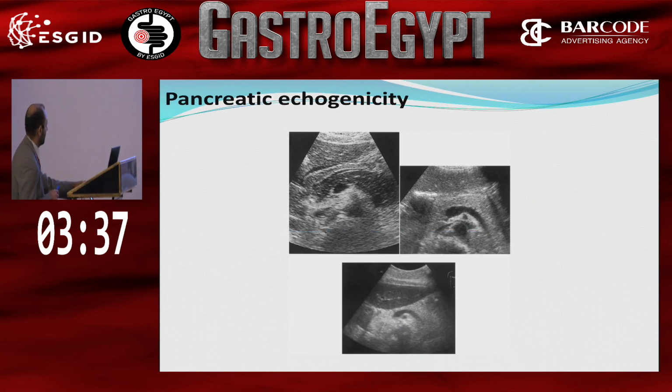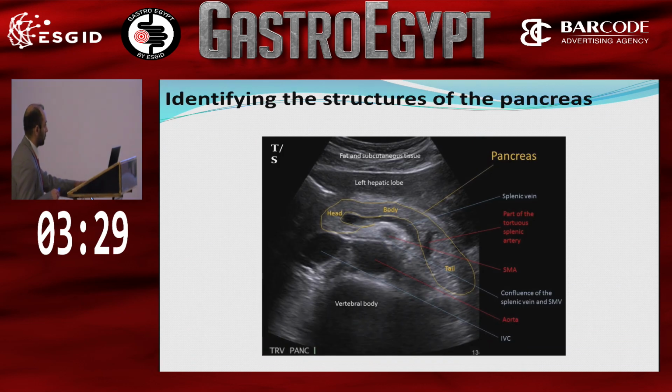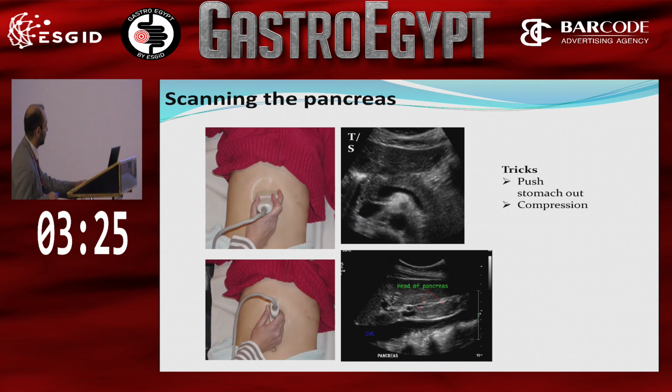Pancreas. Pancreatic echogenicity may be hypoechoic or hyperechoic. It is not significant. I have to comment on head, body, and tail. I have to ask the patient to drink more water, push the stomach out, and make some compression to get a better image of the pancreas.